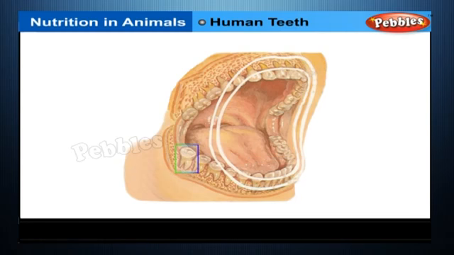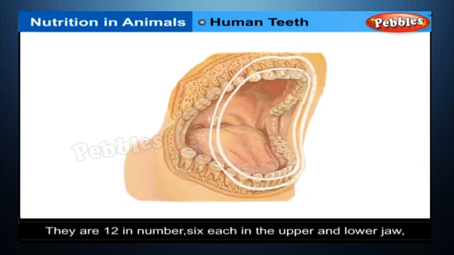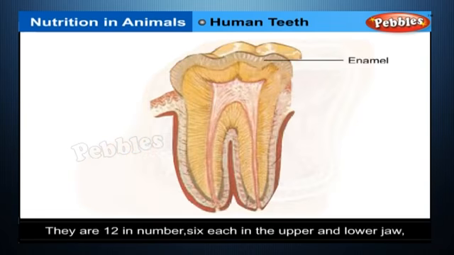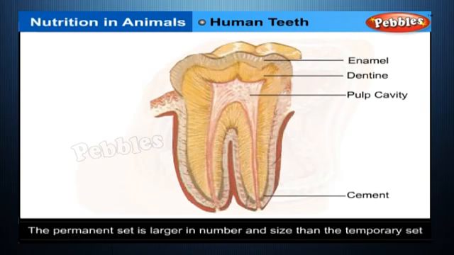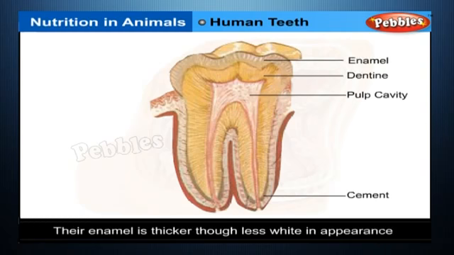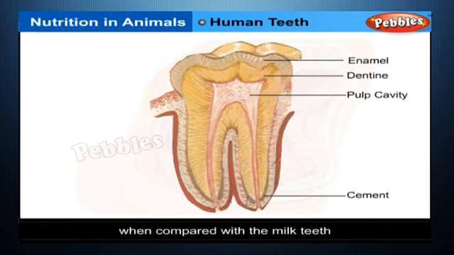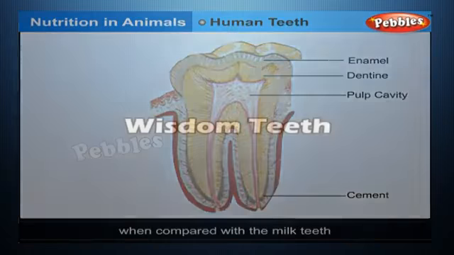The molars are found at the back of the jaws behind the premolars. They are 12 in number, 6 each in the upper and lower jaw, 3 on the left and 3 on the right. The permanent set is larger in number and size than the temporary set. Their enamel is thicker though less white in appearance when compared with the milk teeth.